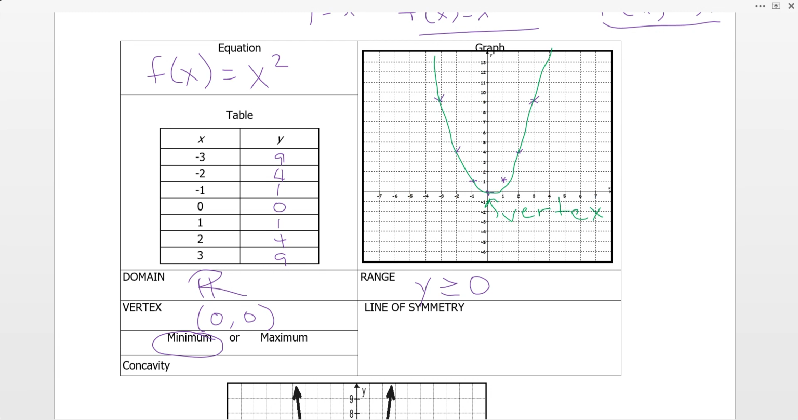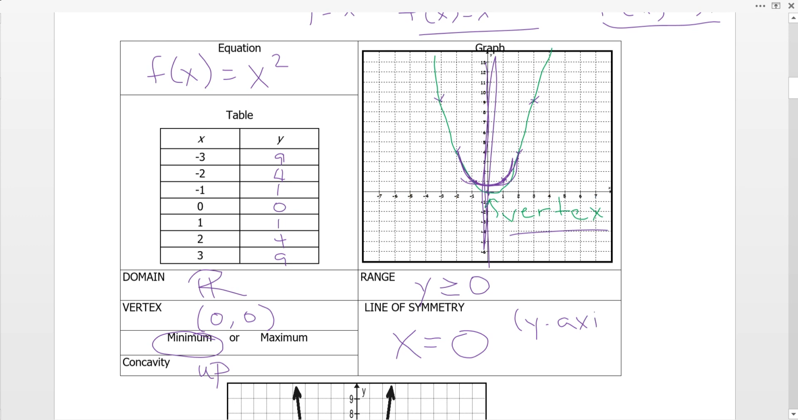Our concavity, think about like a spoon or something that's concave. This one is up, so we're going to say concave up. Our choices are up or down. And the line of symmetry is the vertical line that goes through the vertex. In this case, it's going to be x equals 0. Remember, it's a vertical line, so it'll be x. And in this case, it's the y-axis. And so x is equal to 0.